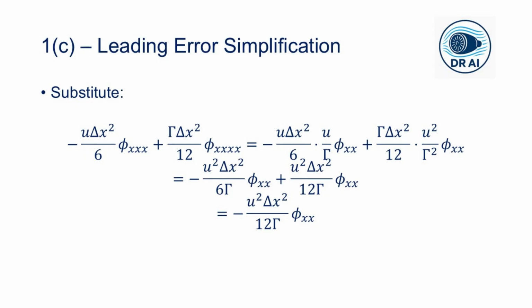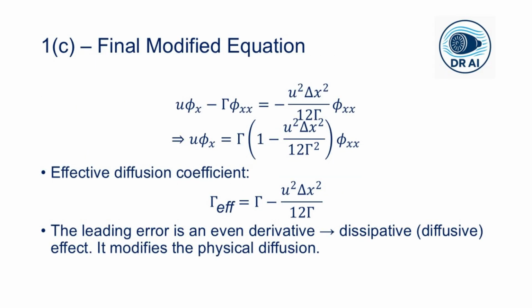So the modified equation becomes very simplified: u psi subscript x minus the coefficient times psi subscript double x must equal minus u squared delta x squared divided by 12 times the coefficient times the second derivative of psi in x. We can rearrange this to find the ultimate equation.